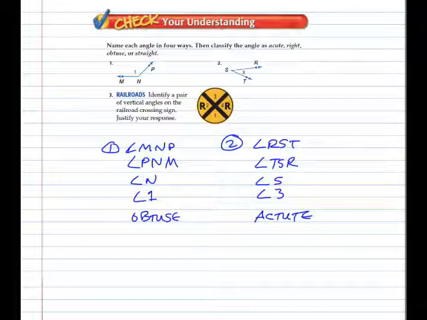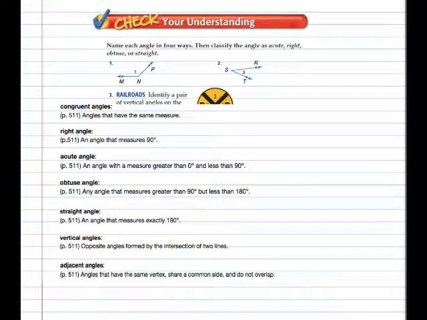Identify a pair of vertical angles on the railroad crossing sign. Justify your response. Well, a pair of vertical angles would be angle 1 and angle 3 because they're opposite angles formed by intersecting lines. We also have angles 2 and angle 4, vertical angles.